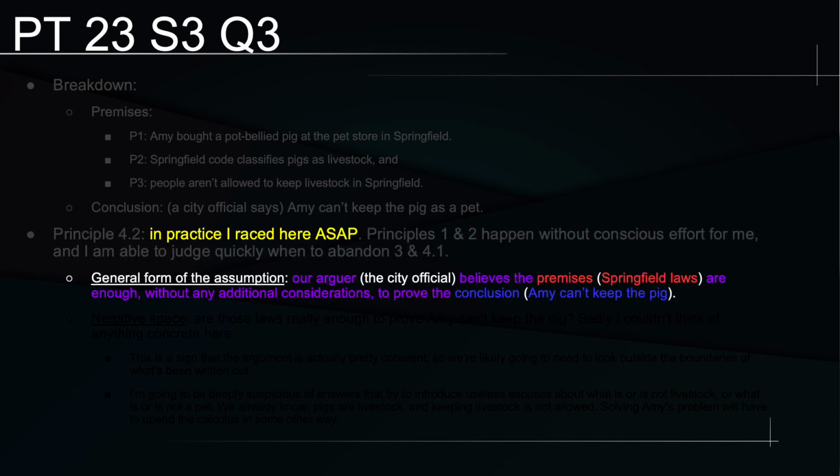Let's start with the general form of the assumption, which is our arguer, the city official, believes that the premises, Springfield laws, are enough without any additional considerations to prove the conclusion, which is Amy can't keep the pig. So our arguer believes that the premises are enough to prove the conclusion. Yay. That's not really going to help us with a preface, right? But let's see if this helps us with negative space thinking at all.